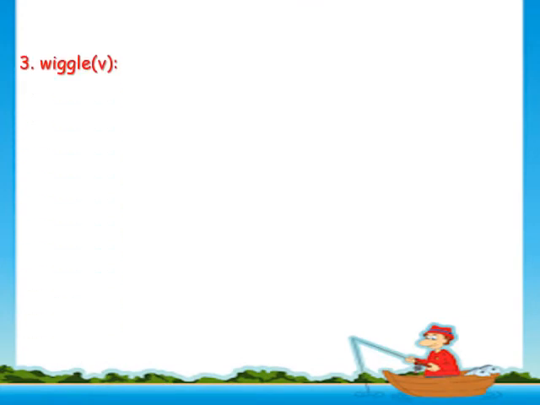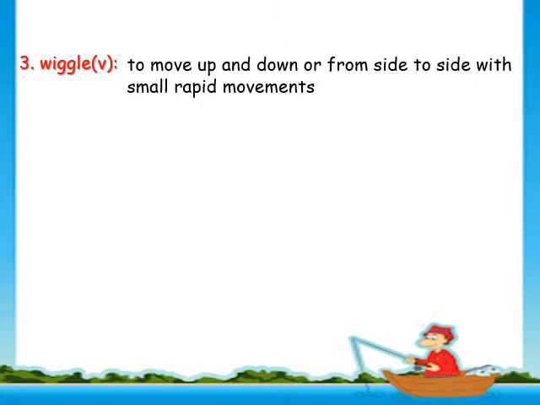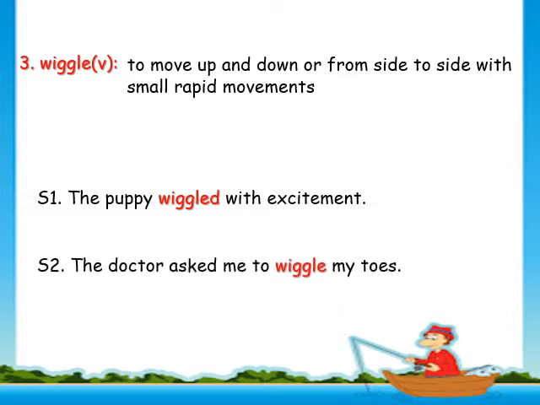Number 3. Wiggle. Wiggle is a verb. What is the meaning of this word? To move up and down or from side to side with small rapid movements. Sentence 1. The puppy wiggled with excitement. Sentence 2. The doctor asked me to wiggle my toes.